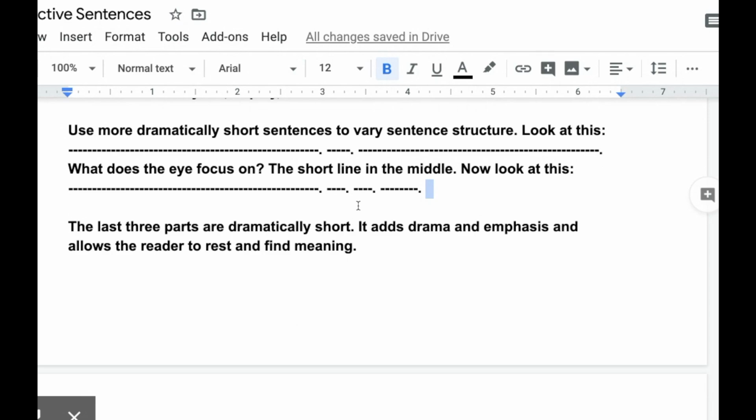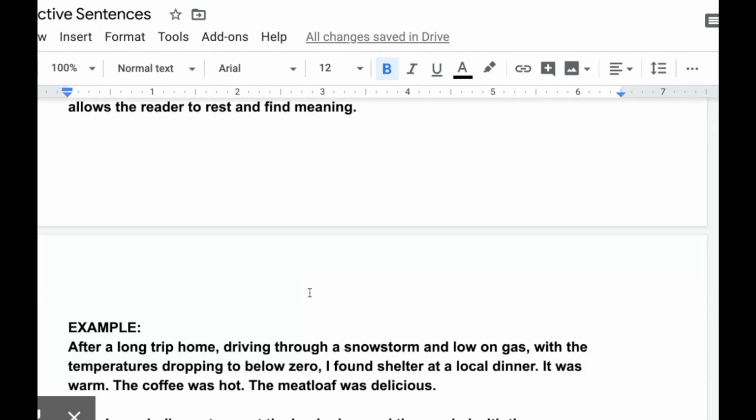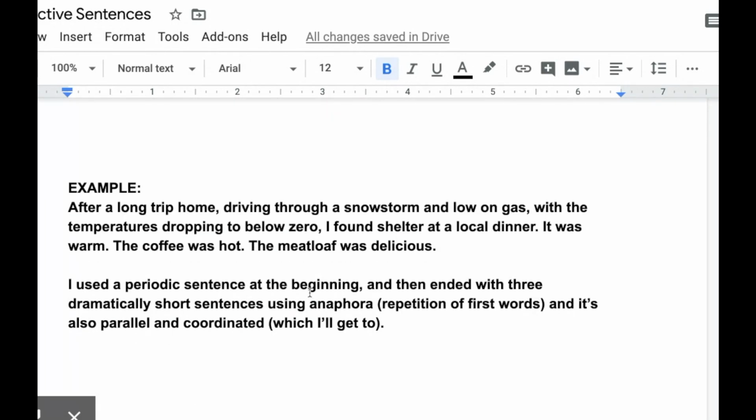The last three parts are dramatically short. It adds drama and emphasis and allows the reader to rest and find meaning. All right, here's an example with words, not just lines. After a long trip home, driving through a snowstorm and low on gas, with temperatures dropping to below zero, I found shelter at a local diner. Oop, edit. That's diner. It was warm. The coffee was hot. The meatloaf was delicious.